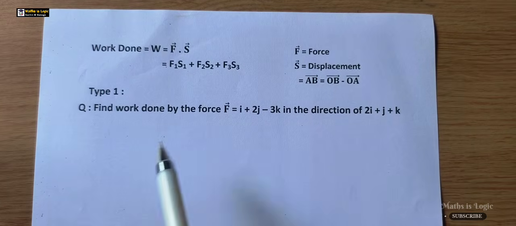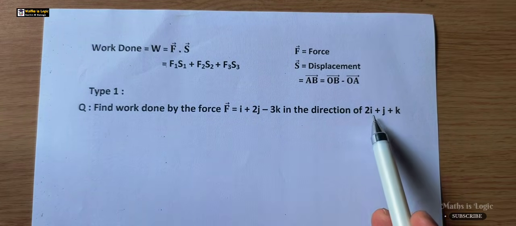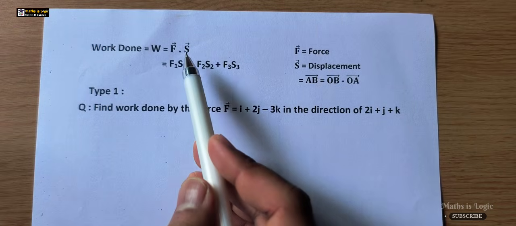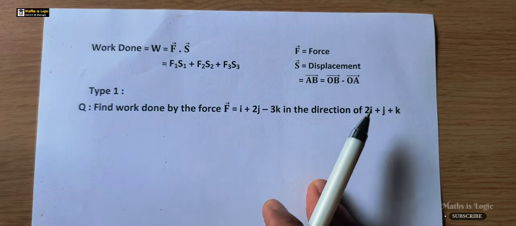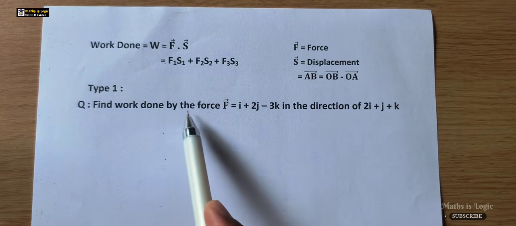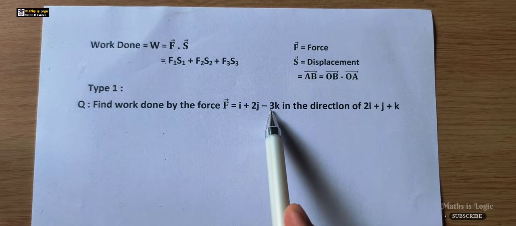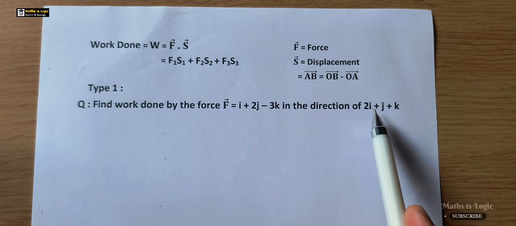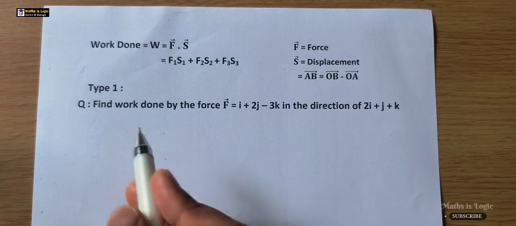So using this work done, there are 3 types of examples. So this is type 1. In type 1, directly they will give F vector and directly they will give S vector. Apply the formula, easily you will get the value, work done. So see, find work done by the force F vector equal to i plus 2j minus 3k in the direction of 2i plus j plus k.